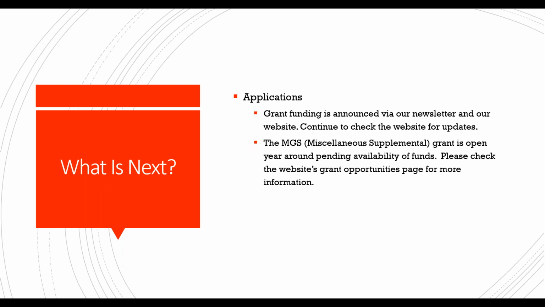So what is next? Once you have registered your organization and or your users, please check back periodically to our website at mih.ohio.gov. Grant funding is announced via our newsletter and our website. Please continue to check the website for updates. We have a grant that is open year-round pending availability of funds, and this is our miscellaneous supplemental grant. Please check the website's grant opportunities page for more information. Thank you.